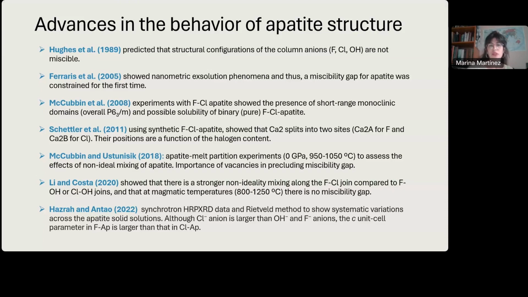Finally, a more recent study by Hasan and Tao 2022 showed that although chlorine ions are larger, the fact that they expand the Ca2 triangles makes the Ca1 polyhedra contract to charge balance the oxygens, and so the c unit cell for fluorapatite is larger than chlorapatite, which is a bit counterintuitive.